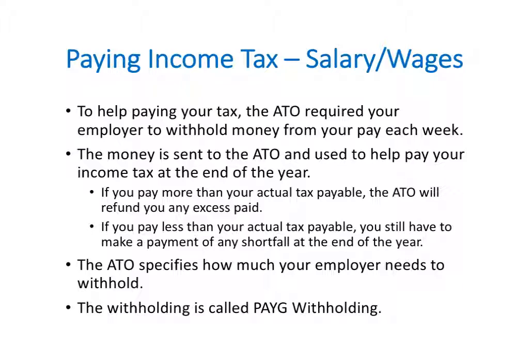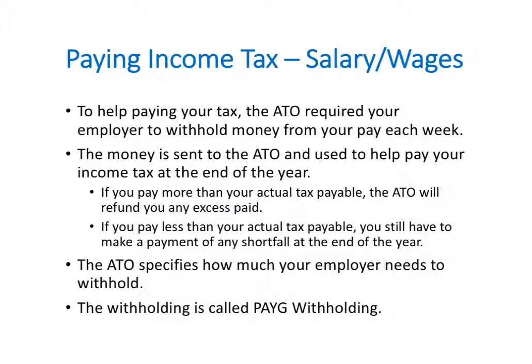So to avoid you having to pay a lump sum of tax at the end of the year, the ATO requires your employer, your boss, to withhold an amount each pay period, whether weekly, monthly or fortnightly, and that amount of money gets sent regularly to the ATO on your behalf. Then at the end of the year, you can claim a credit for all of that money in your income tax return.